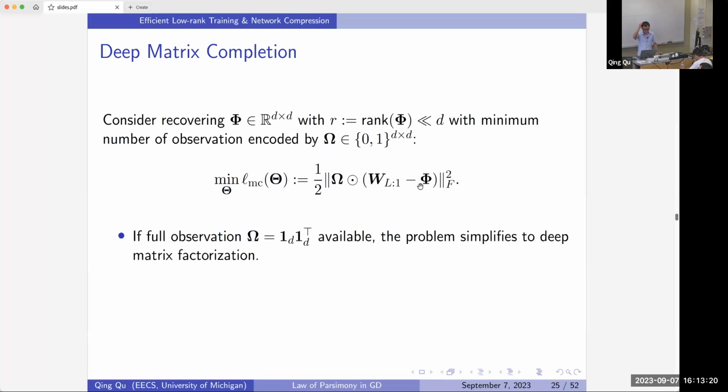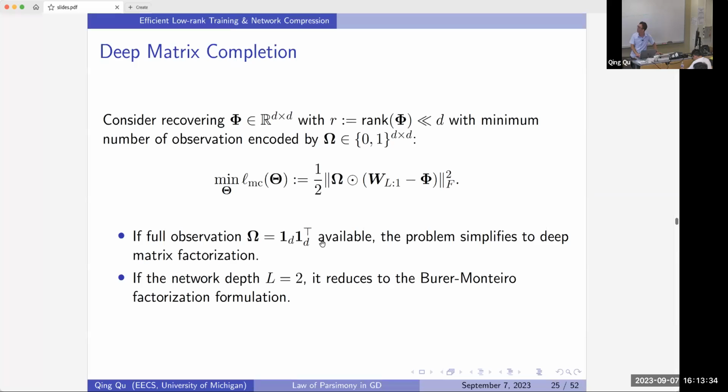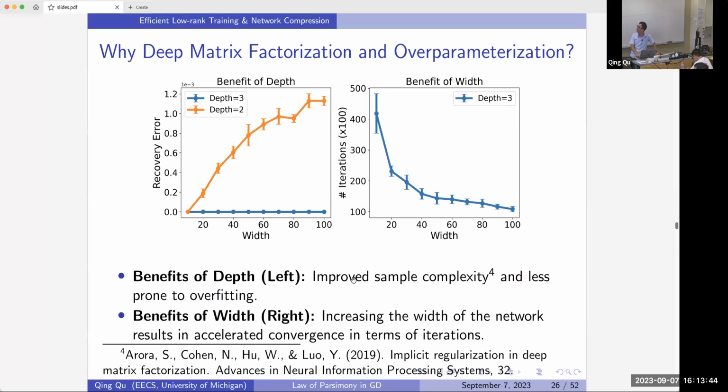And here, if omega is the index matrix, it's just indexing what observations you have. So if omega is an all-ones matrix, this simplifies to deep matrix factorization, which is a toy problem. And if L, the number of layers, is equal to 2, this reduces to a Burer-Monteiro factorization type of formulation.